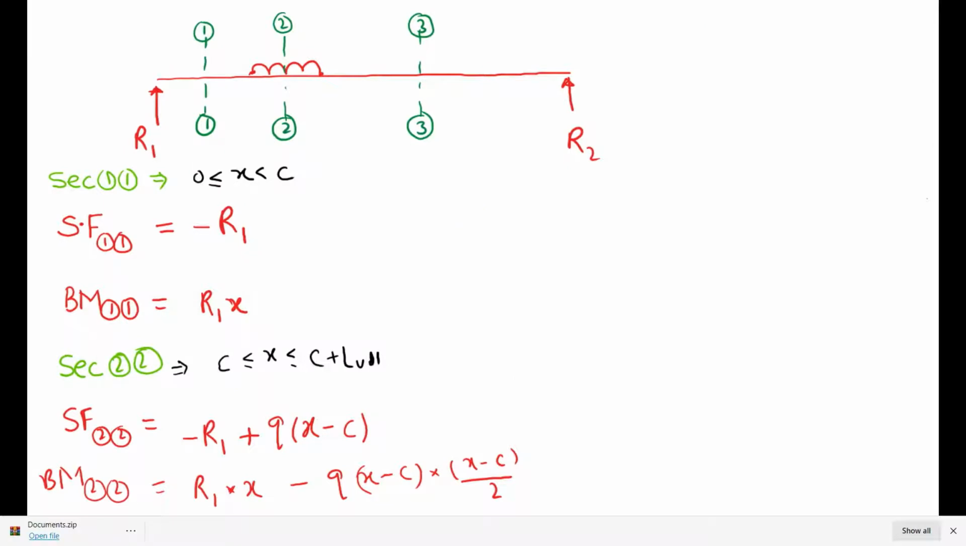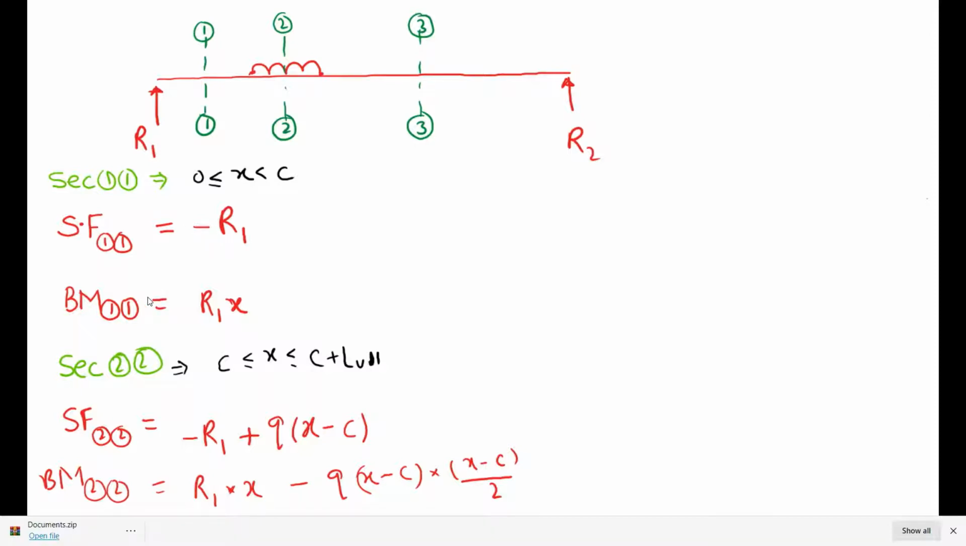Here it is clearly shown how the sections are chosen: sections 1-1, 2-2, and 3-3. R1 and R2 are the reactions. Horizontal forces are 0, so we have not shown them. For section 1-1, from 0 to C, we know that the shear force at any section is the sum of all the transverse forces acting on either the left or right side of the section. We are simply seeing the left side, that is R1, which is acting upwards. With our sign convention, a negative sign would be there, so we have put that negative sign here.